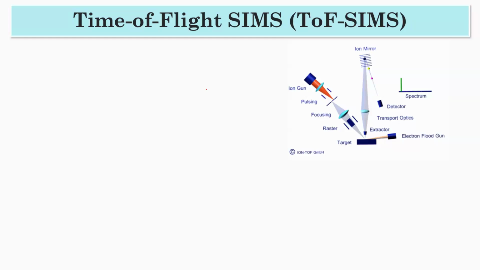So in this case, in MultiTOF we are using a laser, right? But in this case we are not using laser light, we are using an ion gun. Okay, so you should understand what is the difference between TOF-SIMS and MultiTOF.